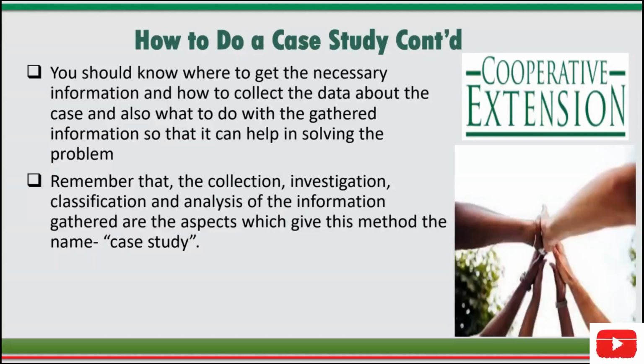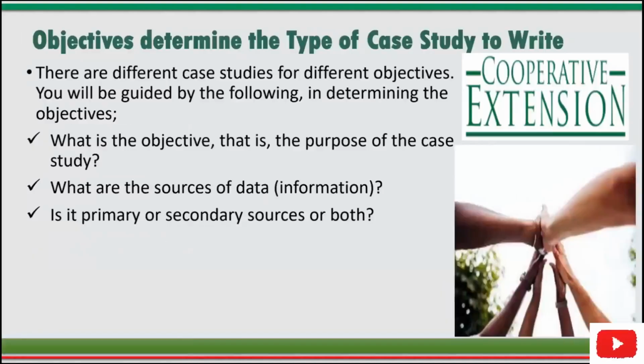Now, what is the objective or objectives that help us to determine the type of case study to write? There are different case studies for different objectives. So you will be guided by the following in determining the objective. The first is, what is the objective? That is the purpose of the case study. Once you can answer this question, you will have a direction. What are the sources of data? Is it a primary or secondary source of data, or are you using both for this particular study? So the objectives that help you determine the type of case study to write are these three that we just listed.